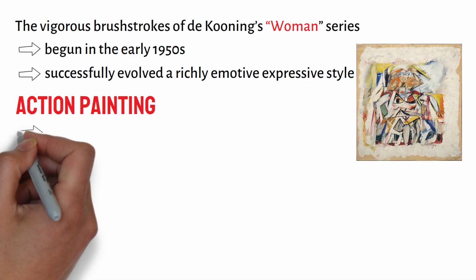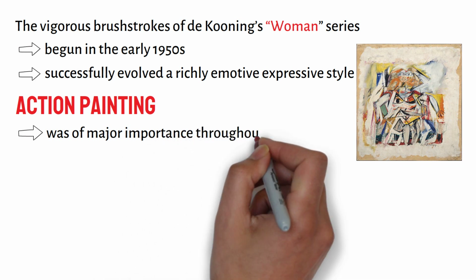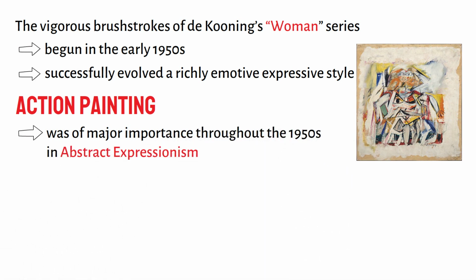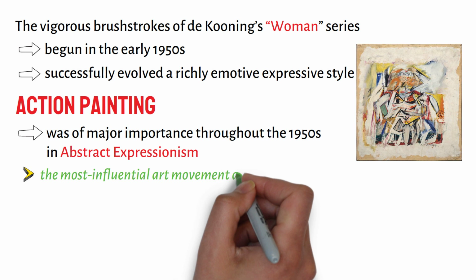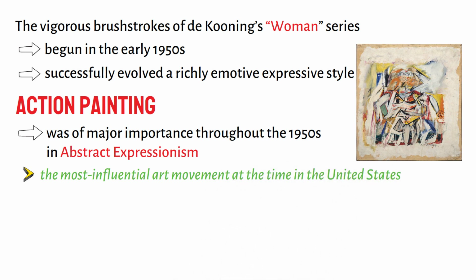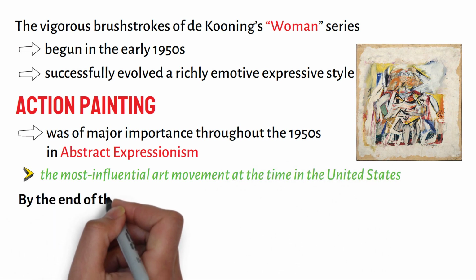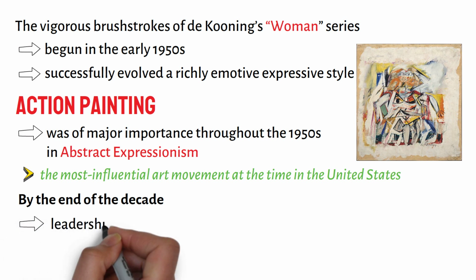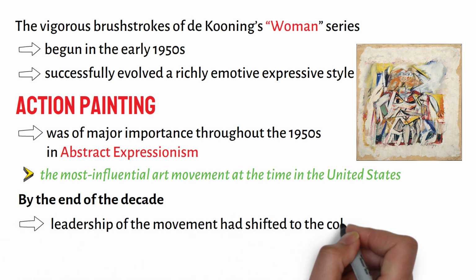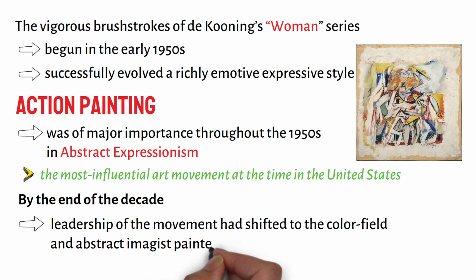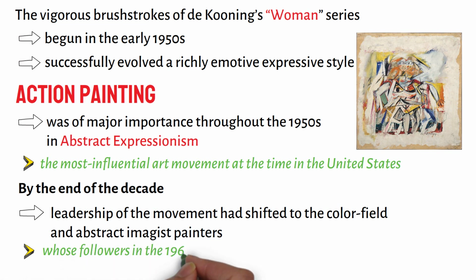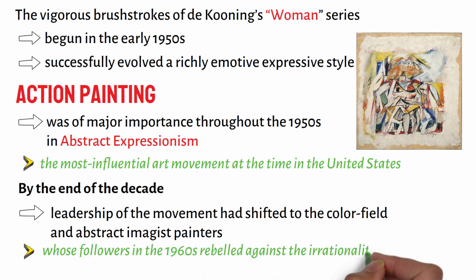Action painting was of major importance throughout the 1950s in abstract expressionism, the most influential art movement at the time in the United States. By the end of the decade, however, leadership of the movement had shifted to the color field and abstract imagist painters, whose followers in the 1960s rebelled against the irrationality of the action painters.